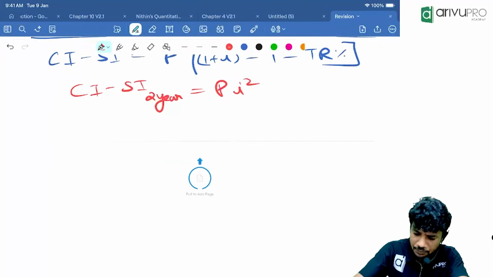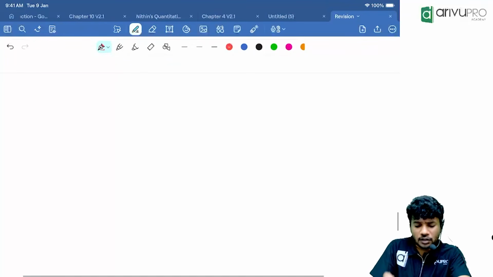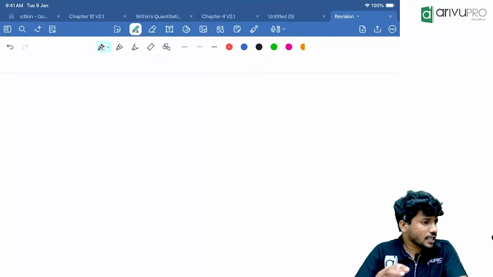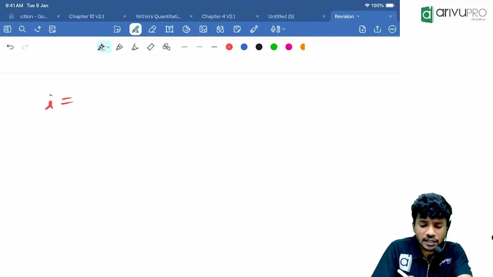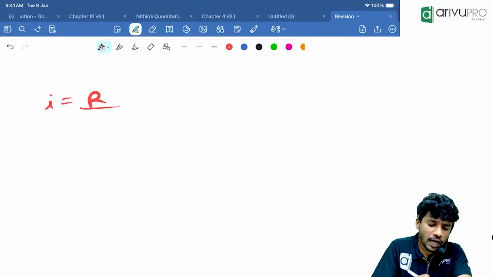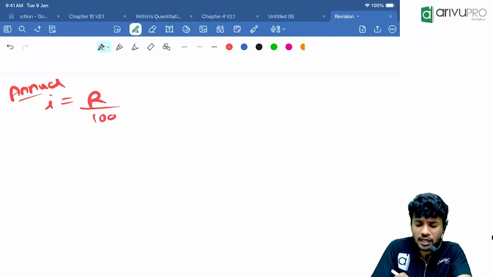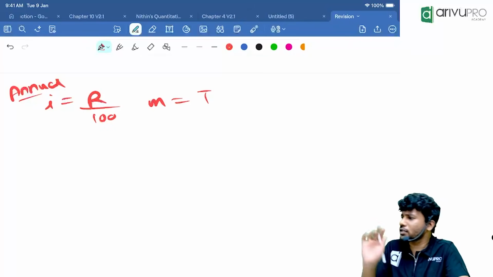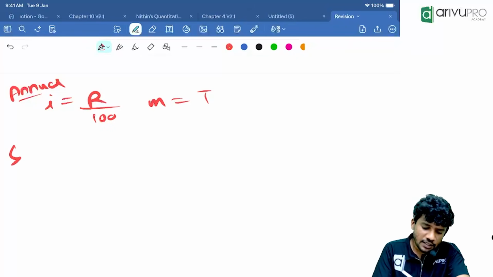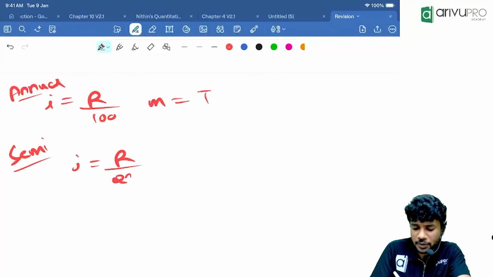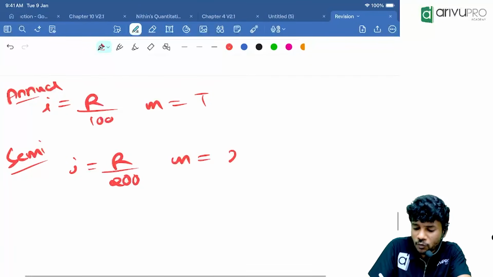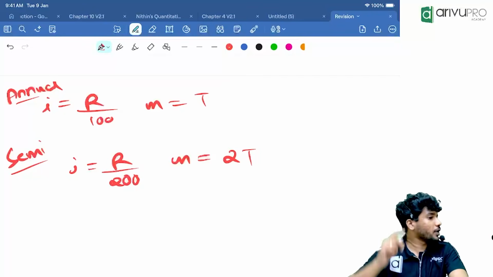Okay. Then coming to the next part. We studied compounding and all that, everyone remember, right? I can be written as R divided by 4. Annual compounding, it is what? R divided by 100. N will be equal to what? The number of years. Then semi-annual, I will become R divided by 200. N will become 2 times the number of years.